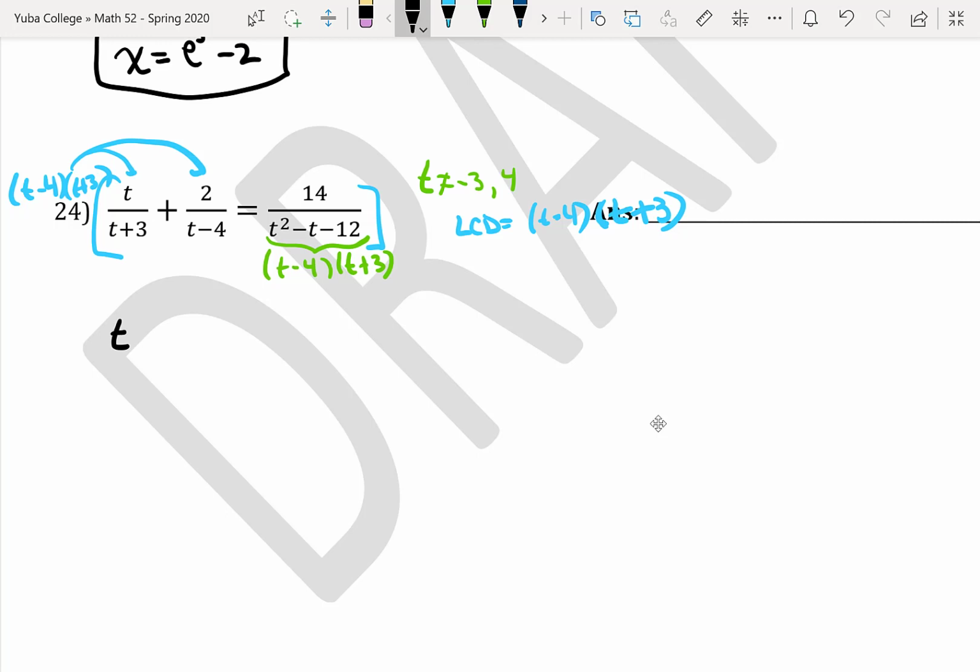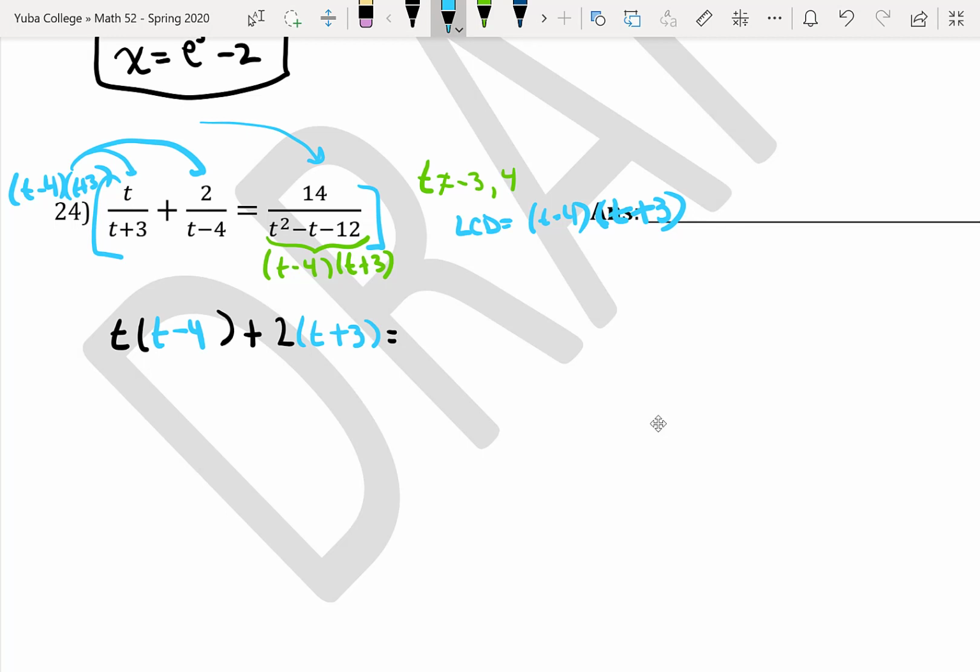Is equal to, when we distribute to the other side of the equation, which we have to do, just think of it as doing it to both sides of the equation, the t minus 4 and the t plus 3 cancel, and you're just left with the 14. So let's distribute the t, we get t squared minus 4t. Let's distribute the 2, we get plus 2t plus 6 equals 14.